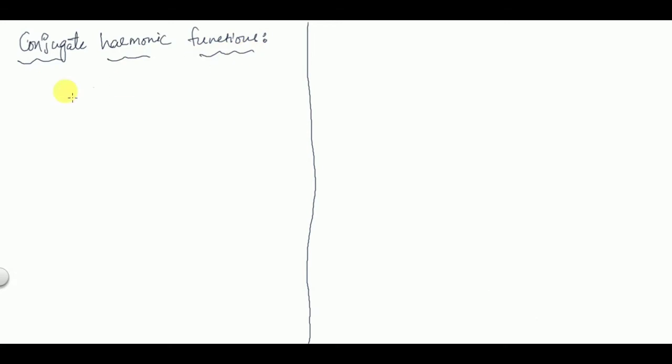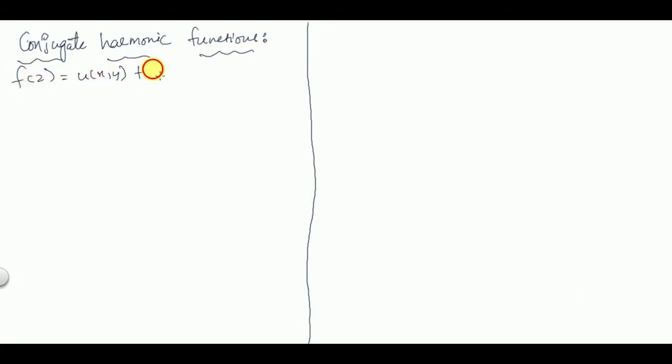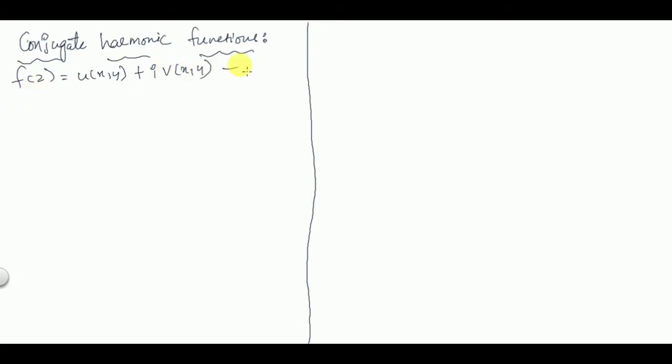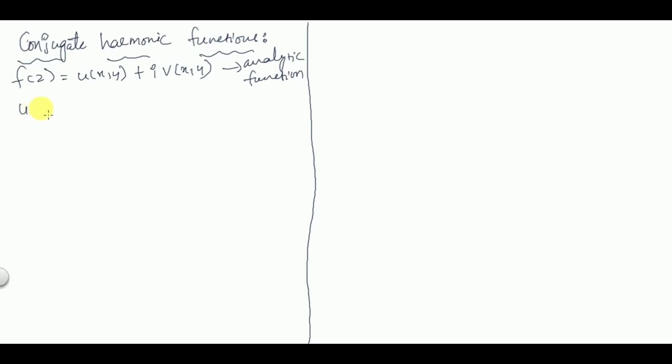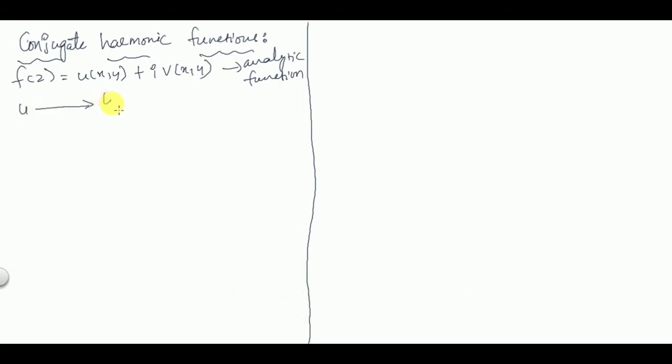Okay, so if f of z is given for you, that is u of x comma y plus i times v of x comma y. Okay, so if f of z is an analytic function given for you, and you are given u, and you are asked to find its conjugate harmonic function, conjugate harmonic function, that means you have to find v.